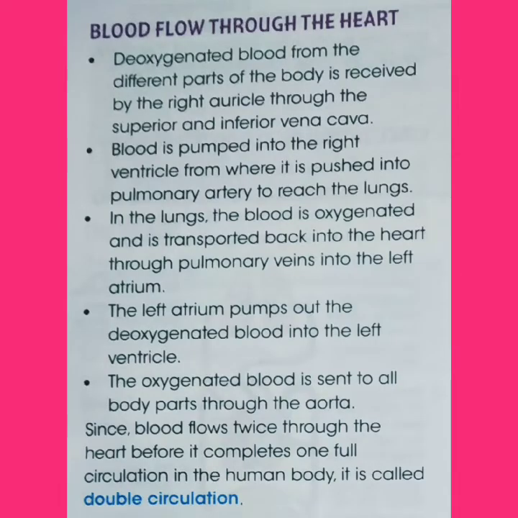Next is blood flow through the heart. So these things we have already discussed, that from where the oxygenated and the deoxygenated blood flows and which part of the heart receives oxygenated or deoxygenated blood. So we also call it double circulation. Why? Because the blood flows twice through the heart before it completes one full circulation in the human body.